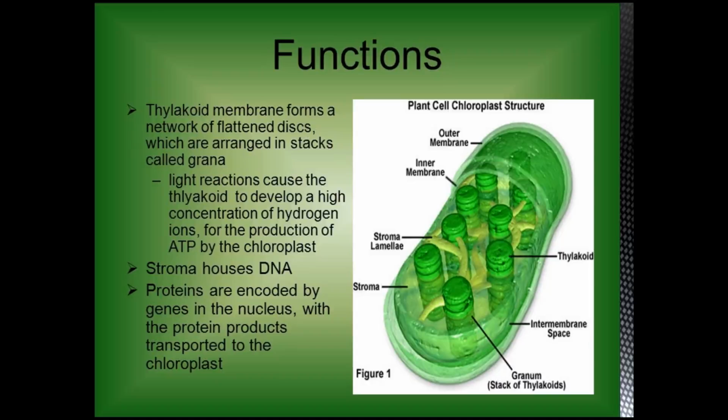Okay, now the structure. First part is the envelope: outer membrane, inner membrane, and intermembrane space. Next, the stroma. The matrix present inside the membrane is called stroma.